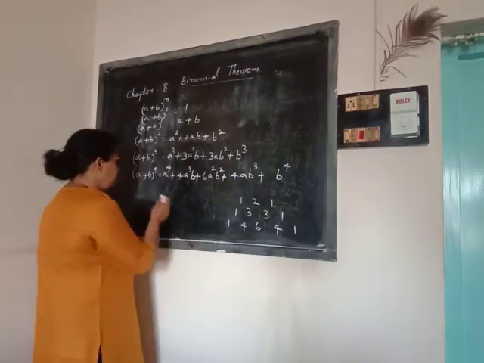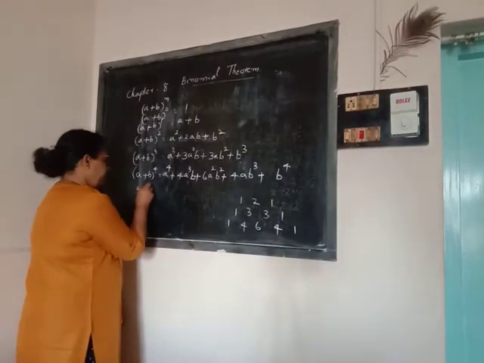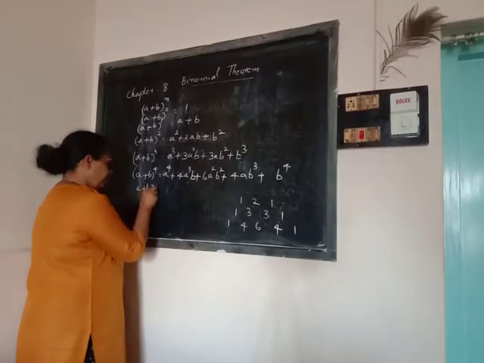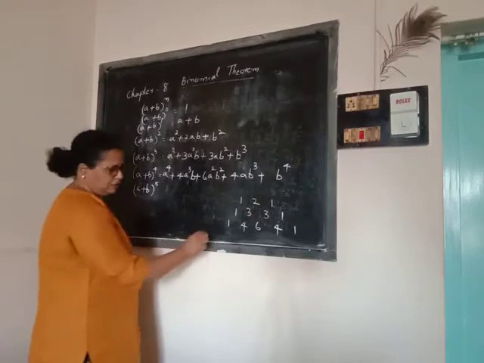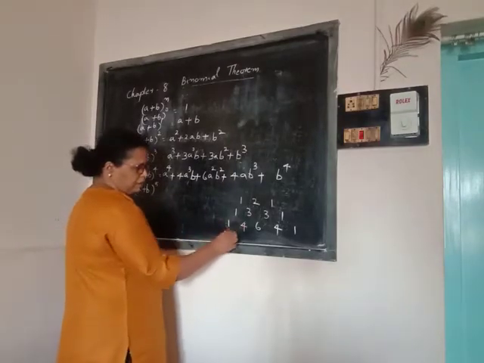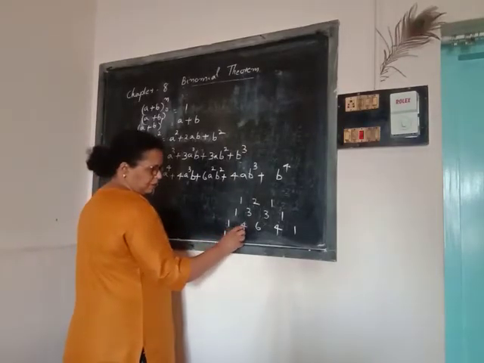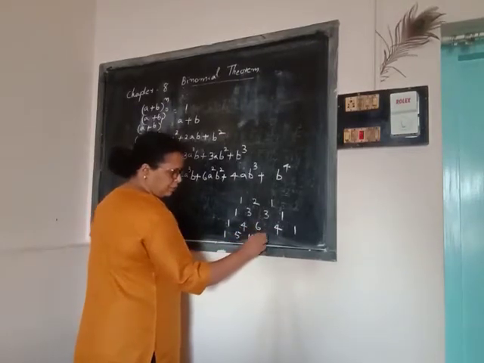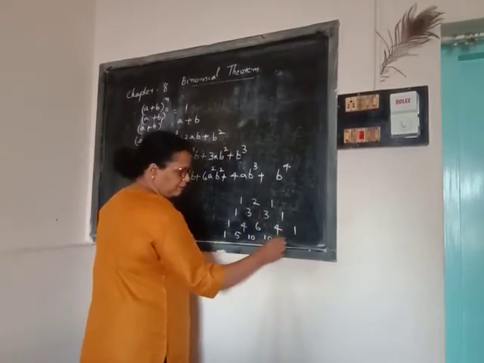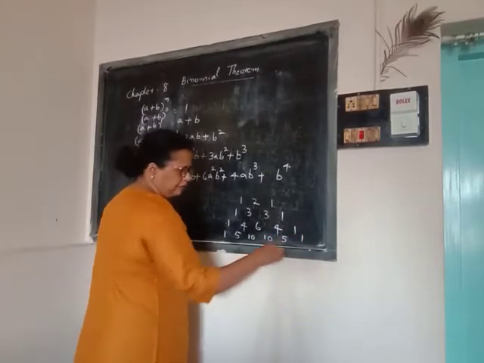Now what will be the next row? A plus B whole raised to 5. You can write the coefficient. First will be 1. Then 1 plus 4, 5. Then 4 plus 6, 10. Then 6 plus 4, 10. Then 4 plus 1, 5. Then again 1.